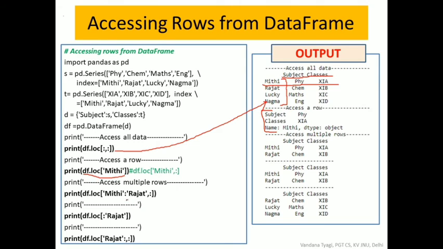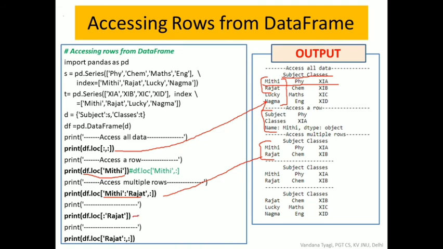So that is one row. When you extract multiple rows, starting from Mithi till Rajat, that means the first two records, Mithi and Rajat, so we have two records in the output here. This is the output for this. Now coming to df.loc from the beginning till Rajat. Again, from the beginning till Rajat means two records only, Mithi's and Rajat's record.